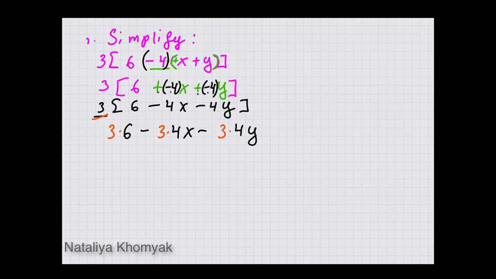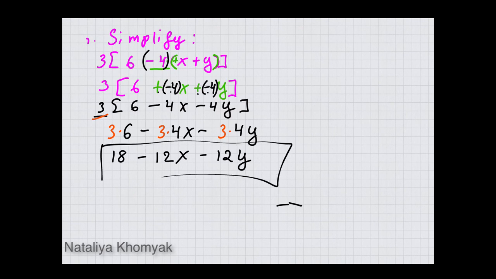This is the distribution step. All that's left is to simplify. 3 times 6, 18, minus 3 times 4, 12x, minus 3 times 4, 12y. All different terms, so that's our answer.